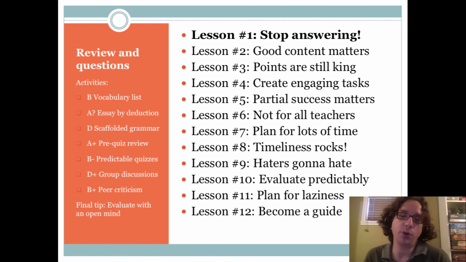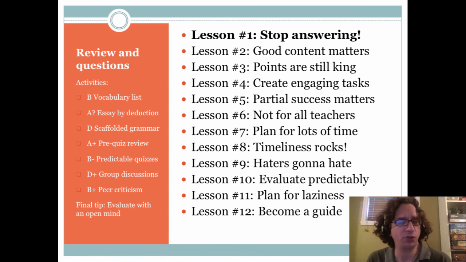Lesson number 5 was partial success has to matter. If you have something to teach them and it's all or nothing and there's no partial success, don't do it actively. It's not interesting. Lesson number 6 is that active teaching is not for all teachers. Some teachers will enjoy it more than others, and even some activities will work better for some than for others.